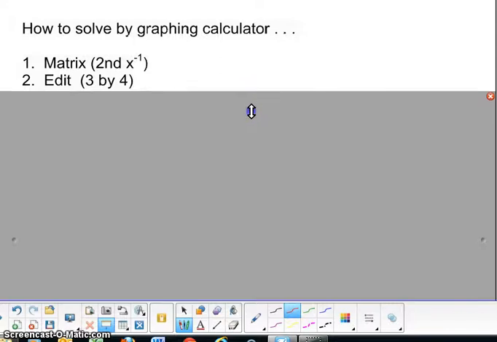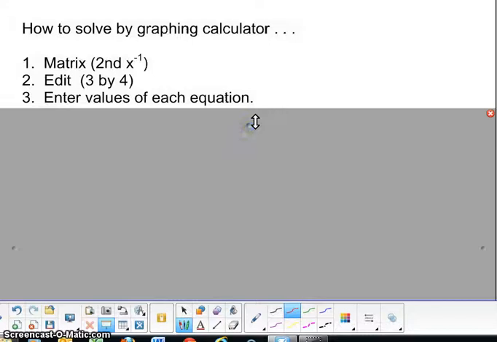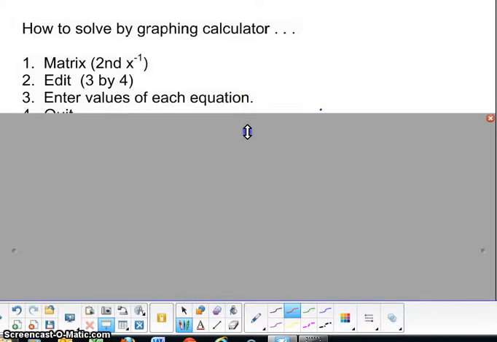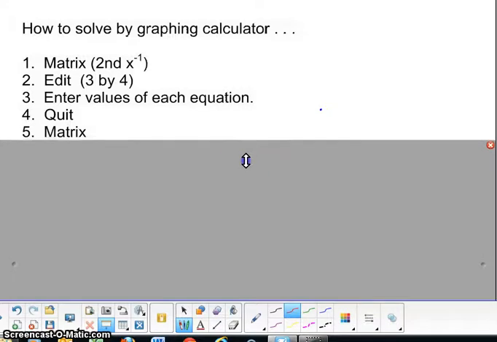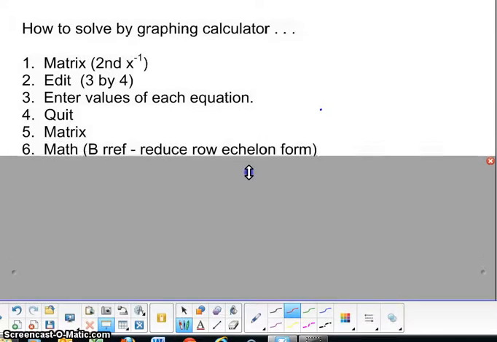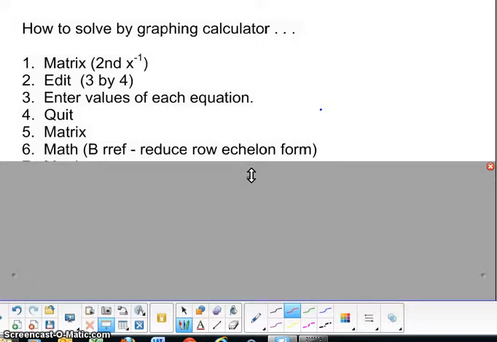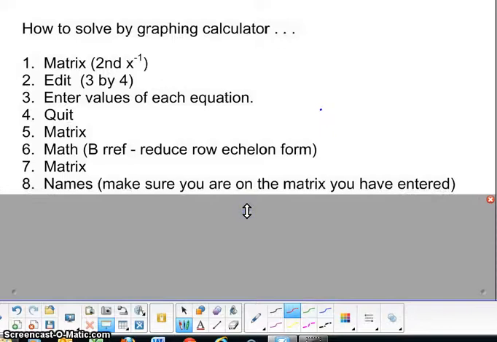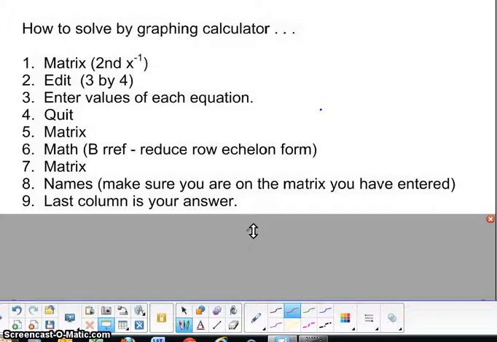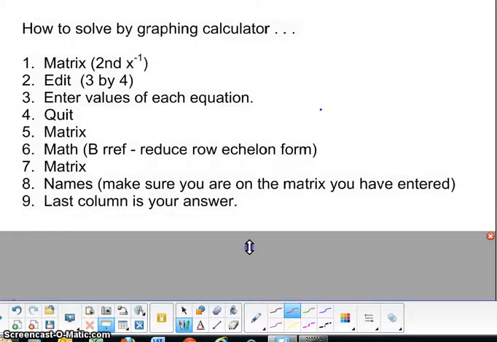Okay, and then in edit we're going to make a 3 by 4 matrix, and you can push enter after 3 and enter after 4. The next one, we're going to enter the values of each equation, and then we're going to quit. That's very important that you quit, because it will mess things up if you don't. Go back into matrix, and then to math. B, like the actual letter, it's not 1, 2, 3, 4, 5, but it gets into A and B. So RREF, it's called reduced row echelon form. And then go back into matrix and names. Make sure you're on the matrix that you have entered.